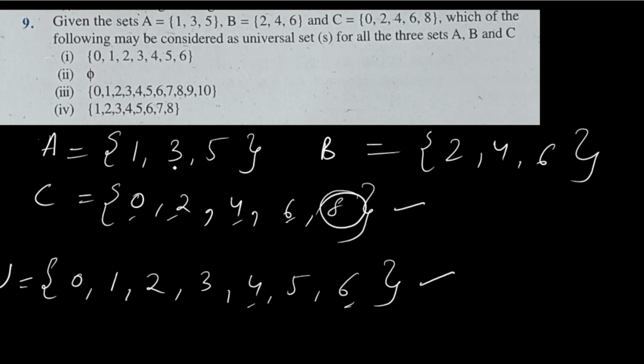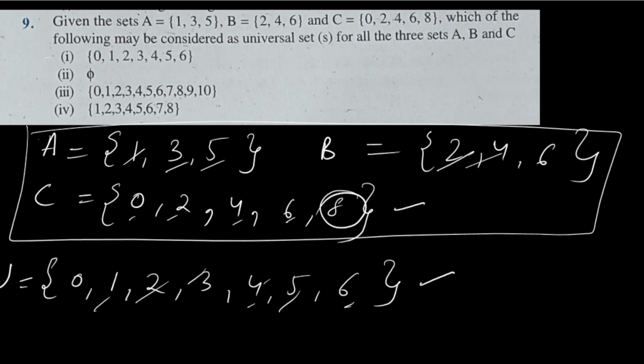For A and B also let's check. 1 is there, 3 is there and 5. For A it can act. And for B, 2 is there, 4 is there, 6 is there. But for A and B it can act, for all three it cannot act. So this one cannot be considered as a universal set for the given three sets. If they said only A and B, then this could be considered. Now the next, 5. The smallest set cannot be considered because it does not contain any element. So 5 cannot be considered.